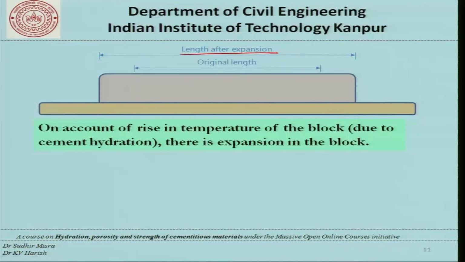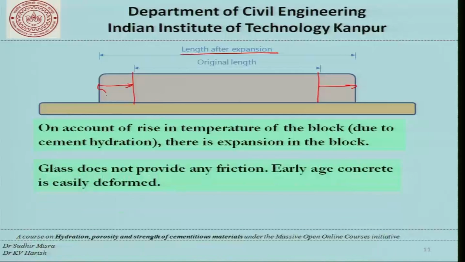We must remember that this will happen when the concrete is still relatively young and is more deformable. Now, this expanded length of concrete is obviously higher than the original length. So the original length was only this much, and we have seen so much expansion on account of rise in temperature. The importance of having glass as a model is that it does not provide any friction, and early age concrete is easily deformed, as I said earlier.